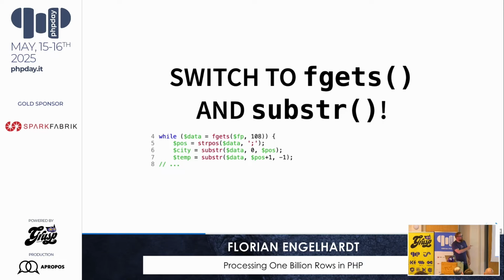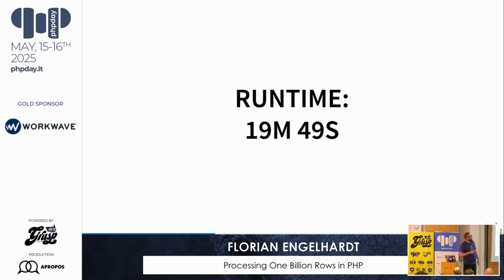So with these changes applied, not using fgetcsv, but using this one, we get the runtime down to 19 minutes, 42 seconds. That's 21% less. That was really nice, and that was also the moment that got me hooked, because that was the moment I realized I can probably get the runtime of this entire thing way more down.